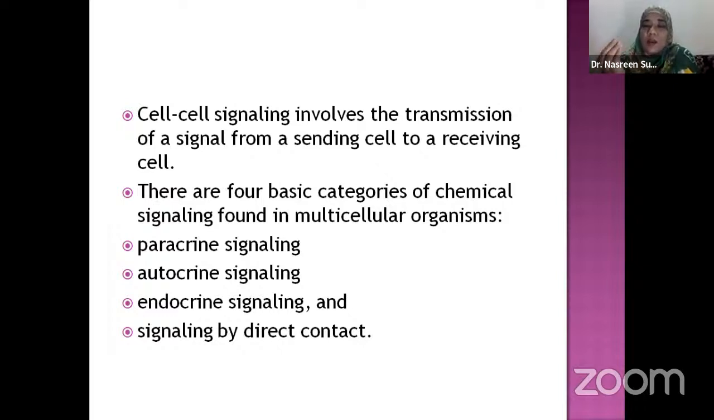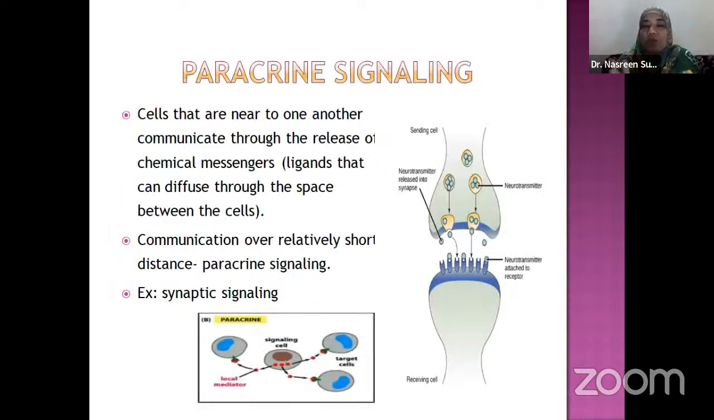There are four types of signaling systems: paracrine, autocrine, endocrine, and signaling by direct contact. Paracrine means the signal from one cell is going to the other cell, cells that are nearer to one another. I am sending some message to the person who is sitting next to me, behind me. That is called paracrine signaling.